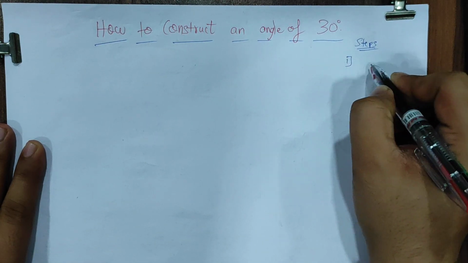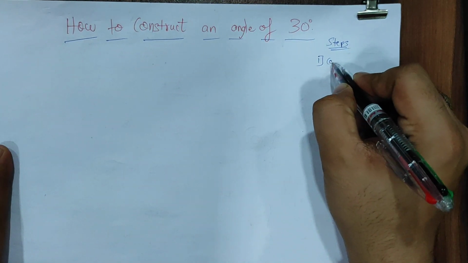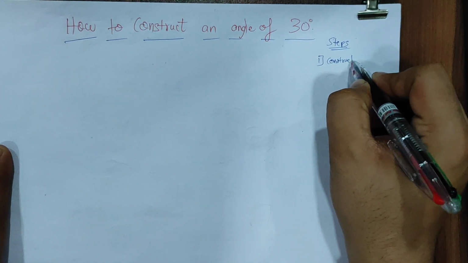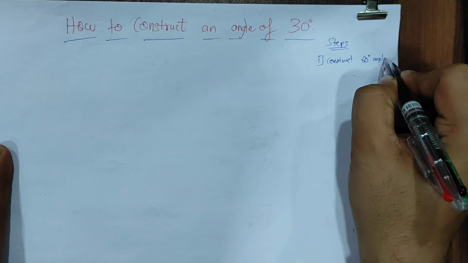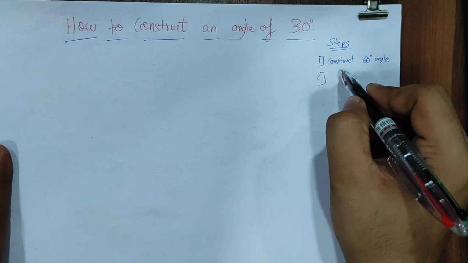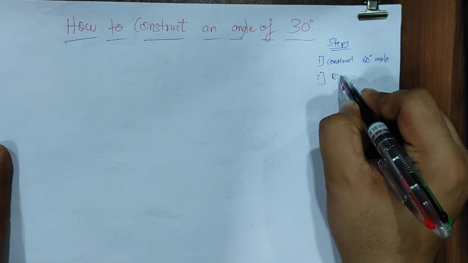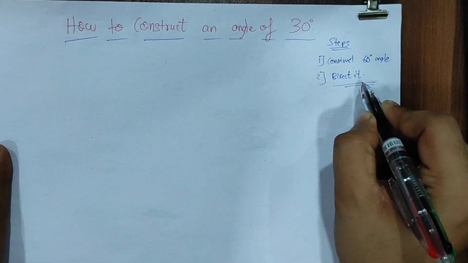Steps. Step number 1: construct a 60 degree angle. Second step: bisect it. That's it, in just 2 steps.